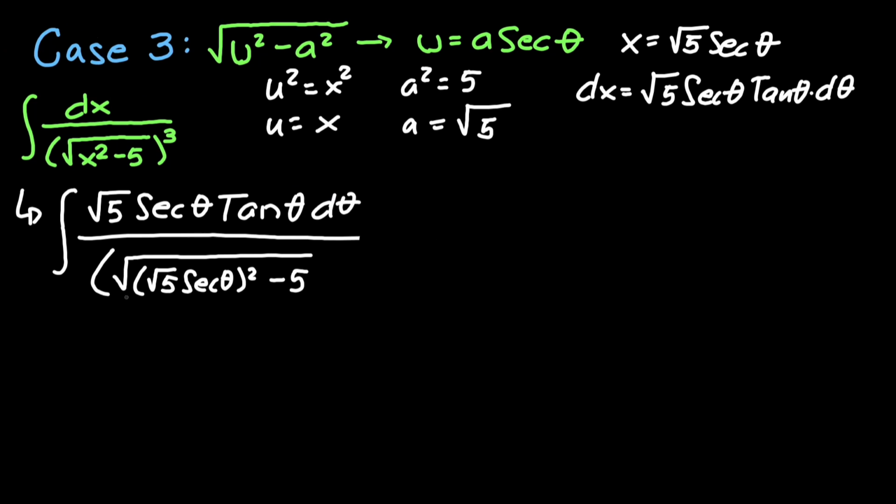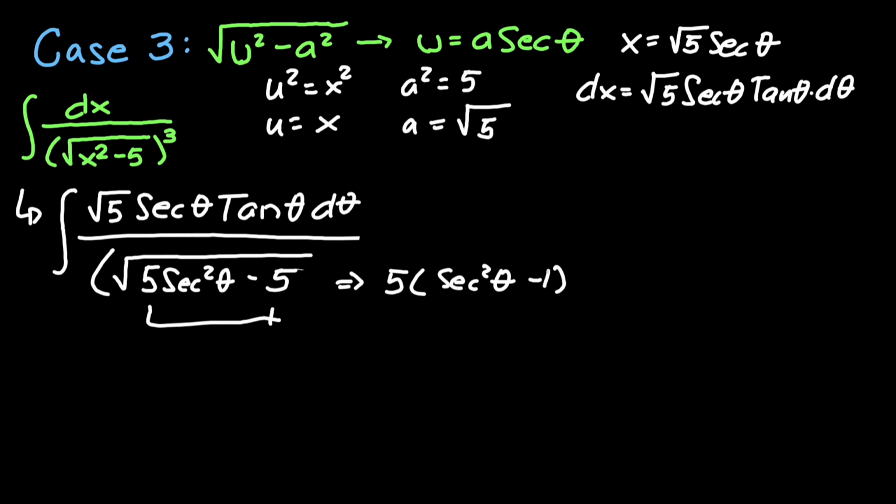Now, let us first simplify this bottom part. Square root of 5 secant theta is squared. The square root of 5 squared is simply 5, and secant squared is secant squared of theta. So let us rewrite this. It would be 5 secant squared of theta minus 5. Now simplify this once again. Let us factor 5 here. So this would be equal to 5 multiplied by secant squared of theta minus 1.